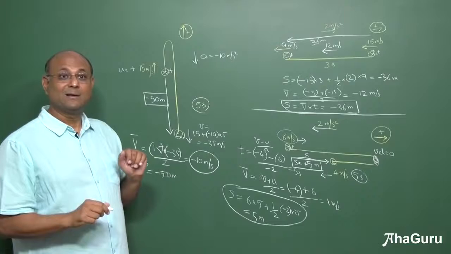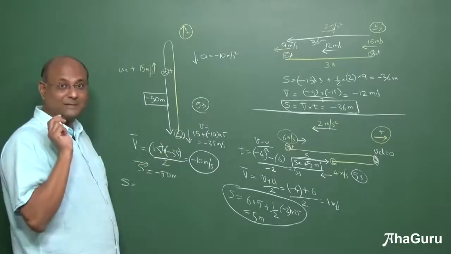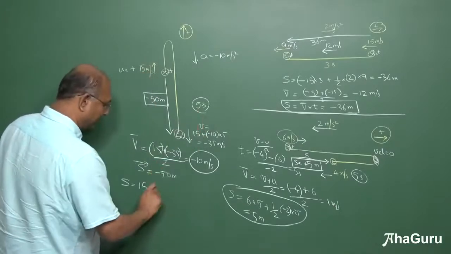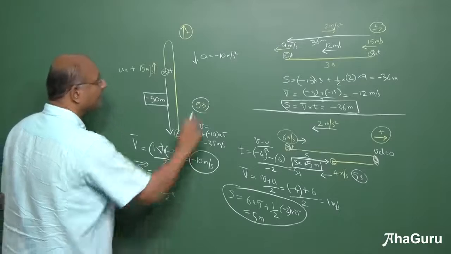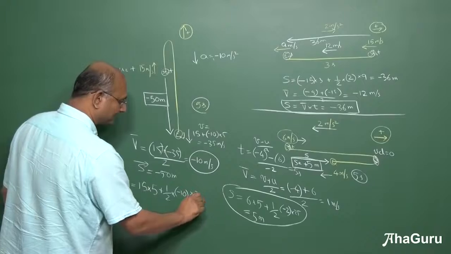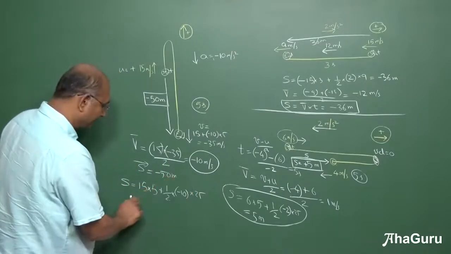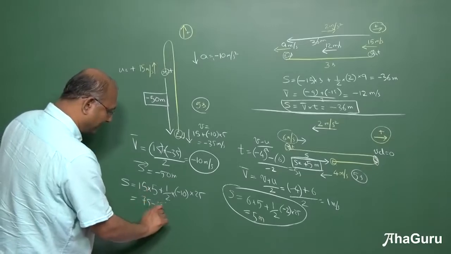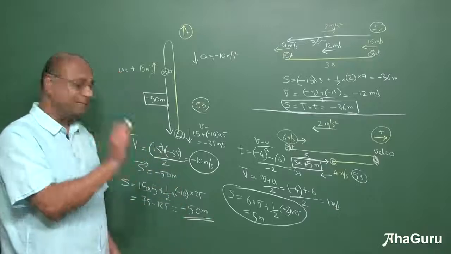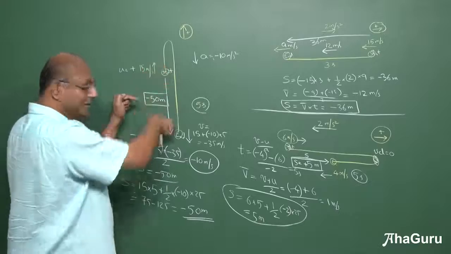Suppose I had used the formula. Instead of calculating all this, suppose I use the formula. Let us see. S is ut plus half at square. What is u? 15. ut plus half a t square, which is 25. What is this? This is 5, minus 5. 5 into 25, 125. This is 75. 75 minus 125 is minus 50 meters. Notice that you get minus 50 here and you get minus 50 if you use that. Minus 50 tells you the displacement.